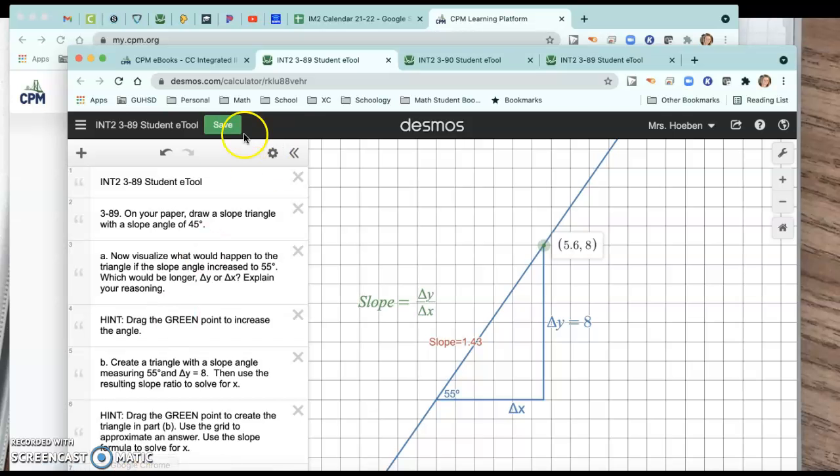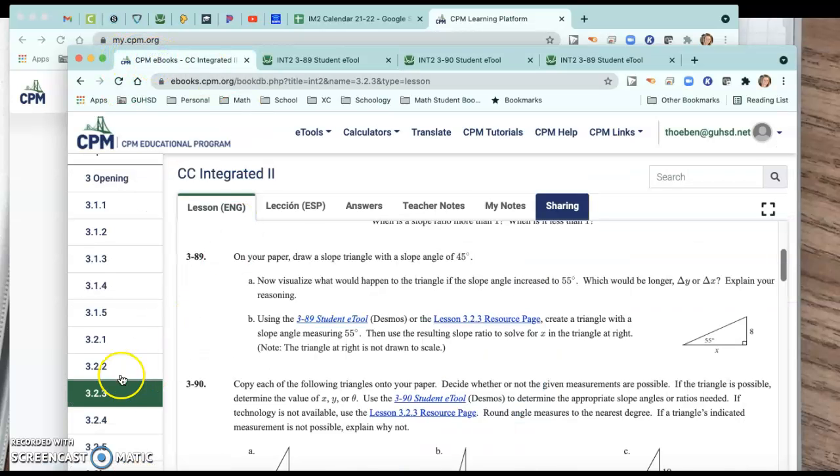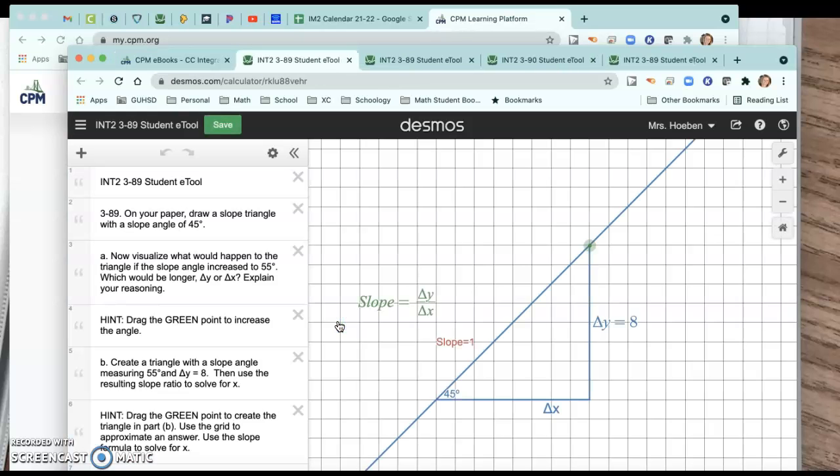So you want to go to your CPM textbook, make sure you're on chapter 3, section 323, and then in question 89 you want to go to the 89 student E tool. When you click on it, it's going to give you that 45, 45, 90 triangle with a side of 8 over here and a change in x over here. So the first thing in the directions on the left tells you to draw it on your paper.